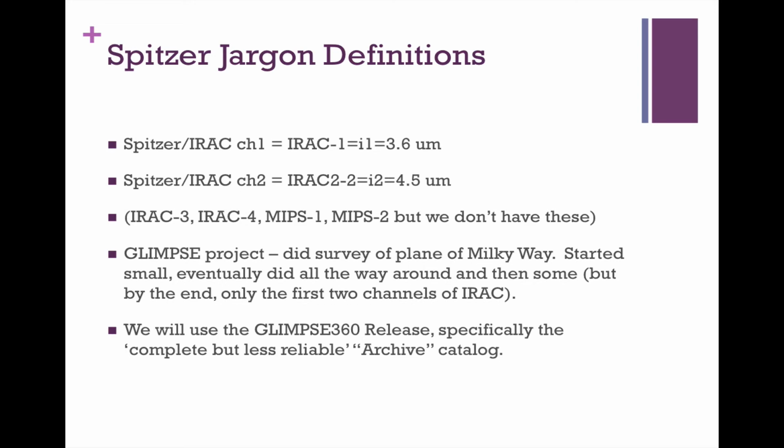GLIMPSE did a survey of the plane of the Milky Way. They started relatively small, big for Spitzer projects, but relatively small, and they eventually did all the way around, and even some beyond the galactic plane. By the end, of course, they were using warm Spitzer, and so they only have the first two channels. We're using something called the GLIMPSE 360 release, which is the end of their 360-degree survey of the Milky Way, and we're specifically using their complete but less reliable archive catalog. That's the name that they use for it.